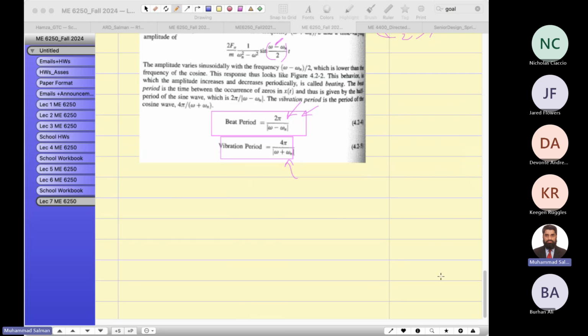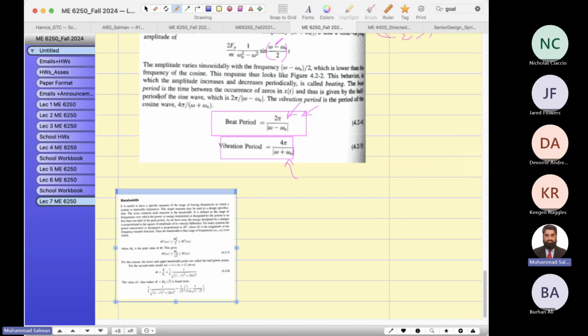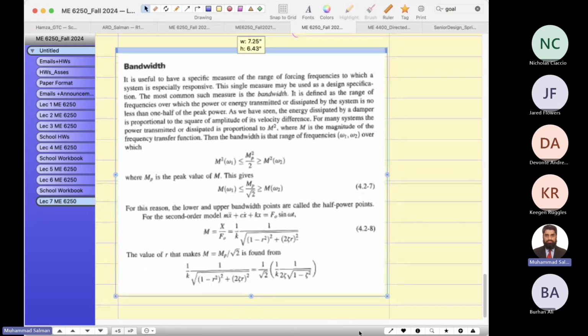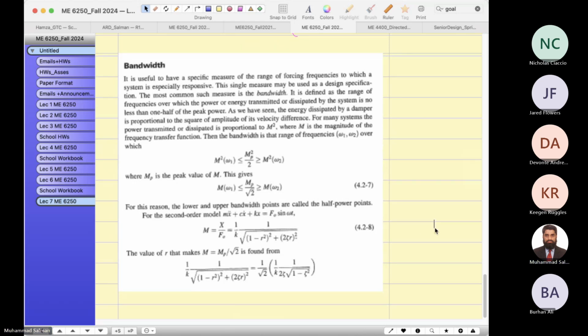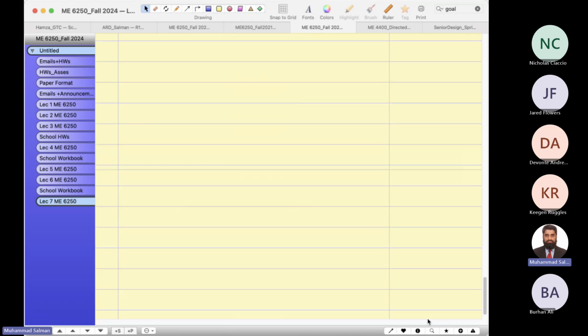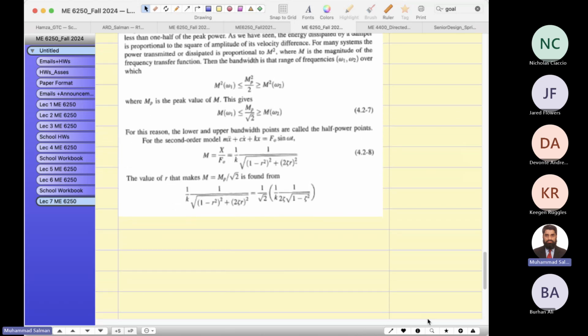Now, what is the bandwidth? As I mentioned, it is the band in which the magnitude is acceptable. Suppose it's a mass spring damper system, and it has been given harmonic sinusoidal forcing, and you already found this magnitude ratio, X over F naught.